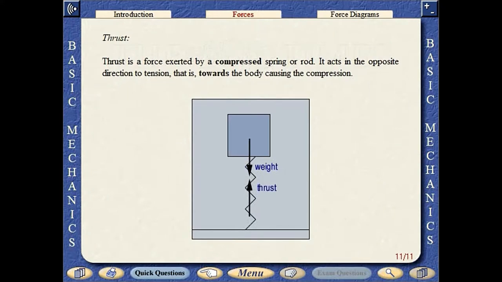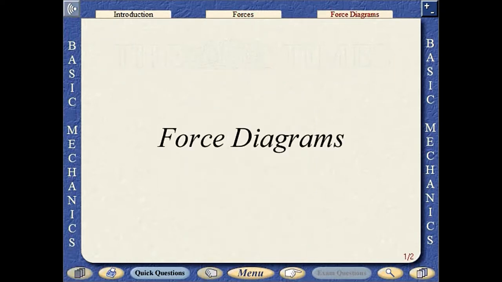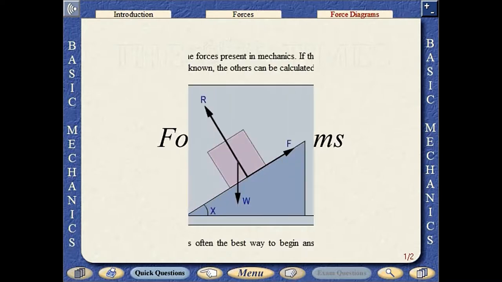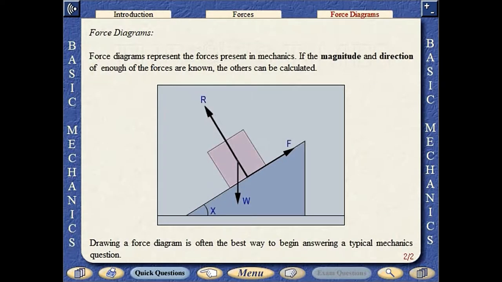Thrust is a force exerted by a compressed spring or rod. It acts in the opposite direction to tension, that is, towards the body causing the compression. Force diagrams represent the forces present in mechanics. If the magnitude and direction of enough of the forces are known, the others can be calculated. Drawing a force diagram is often the best way to begin answering a typical mechanics question.